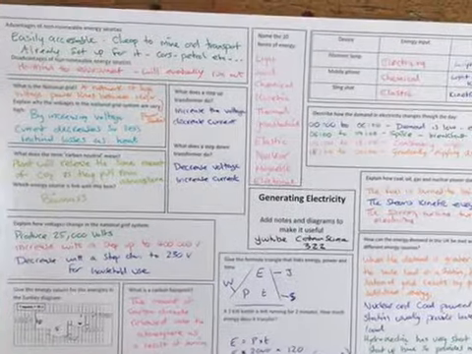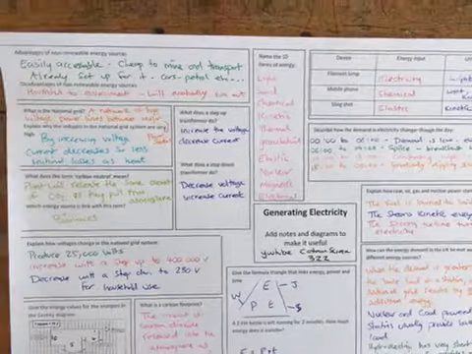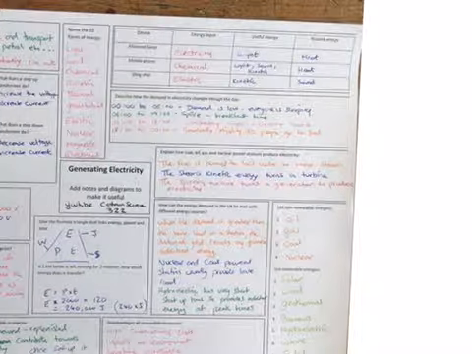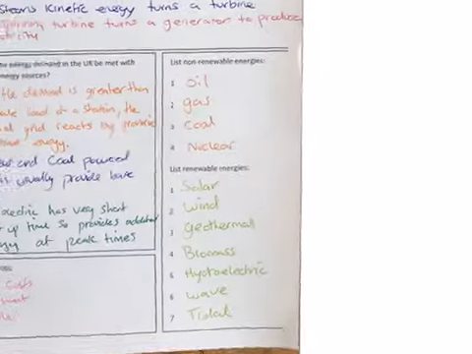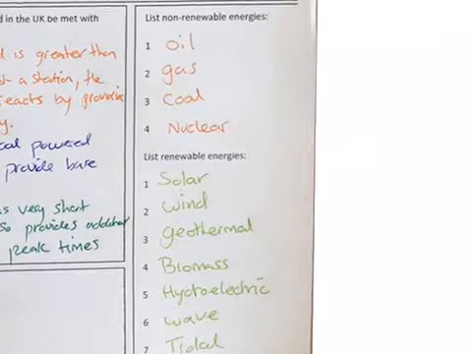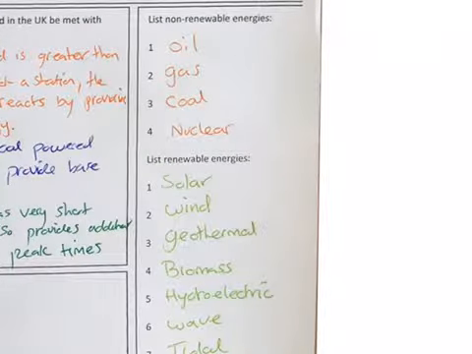I'm trying to look now if there's anything else connected with energy before I push on. And I think that's about it for energy. Let's go down here now to list non-renewable energies. So the 4 non-renewable energies is oil, gas, coal, and nuclear.